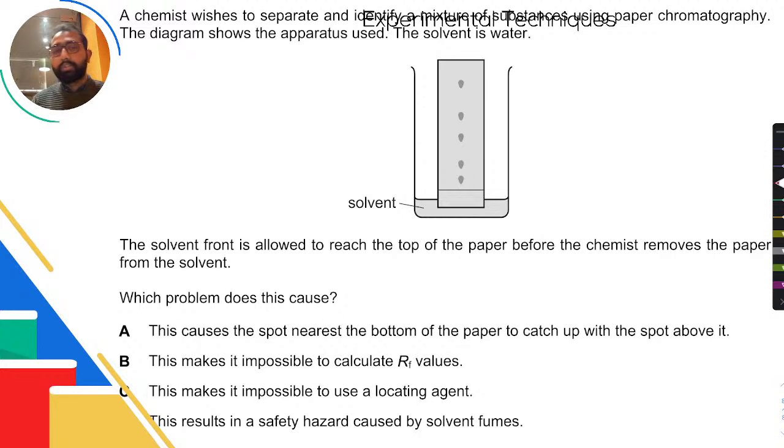So yeah, coming back to this question, what are the options? The options say that this causes the spot nearest the bottom to catch up with the spot above. Could be possible, but why would it do that? The Rf value is fixed, so why would it do that? Next, this makes it impossible to calculate Rf value. That is correct. You can't calculate Rf value because your solvent front is now lost. This makes it impossible to use a locating agent. Not really. Locating agent depends on the color of the spots that you have, not these things. And this results in a safety hazard caused by solvent fumes. The beaker was open. If there were going to be solvent fumes, they could have just gotten up over there as well.